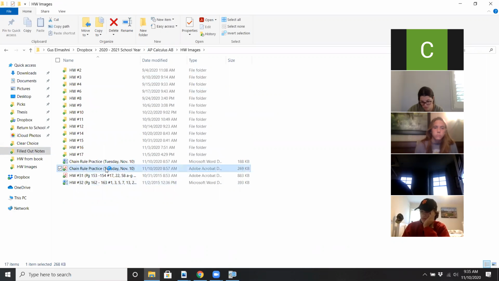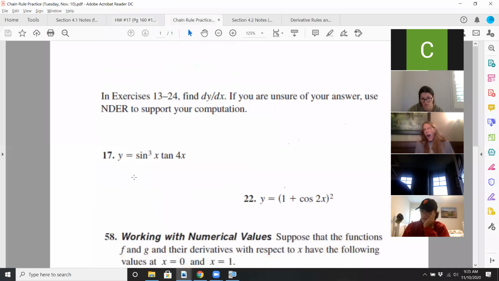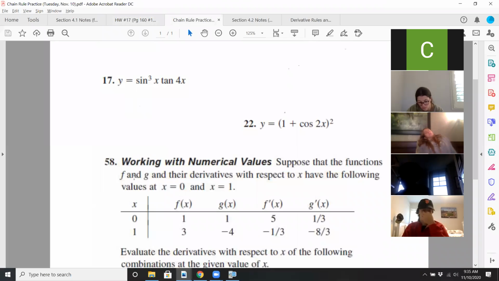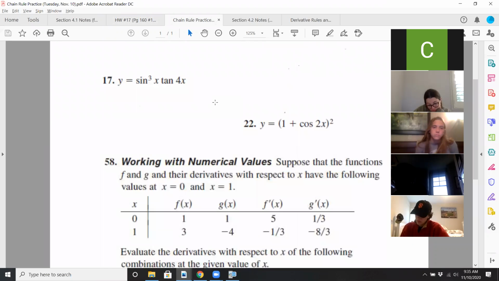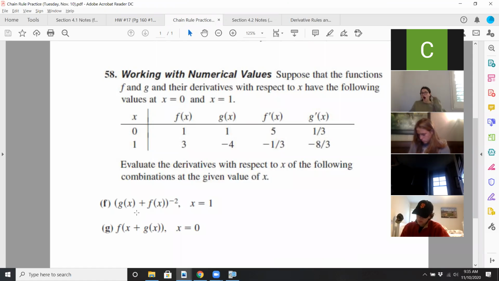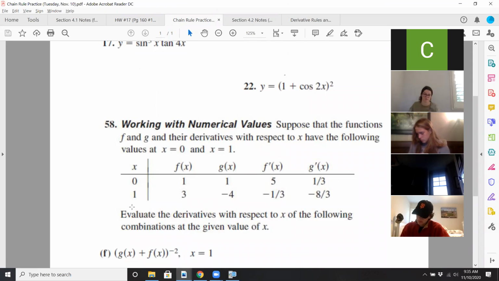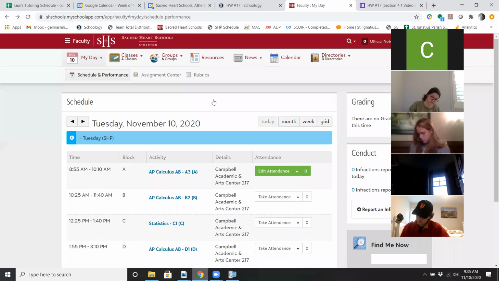It's called Chain Rule Practice, Tuesday, November 10th. So you're going to be working on 17 and 22, as well as 58 F and G. I'll put you guys in rooms of maybe 3 people so you can talk to each other and help each other. Call me over if you get stuck. I know one of you had a question that was close to 22, so I'll come into the room and help you out. This is what the quiz is going to be like: probably one question like 17 or 22, and a question like 58, either F or G. So you're going to get a little practice there.